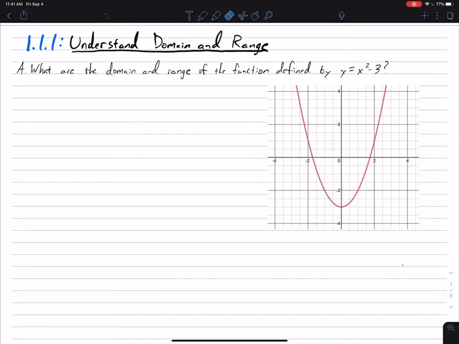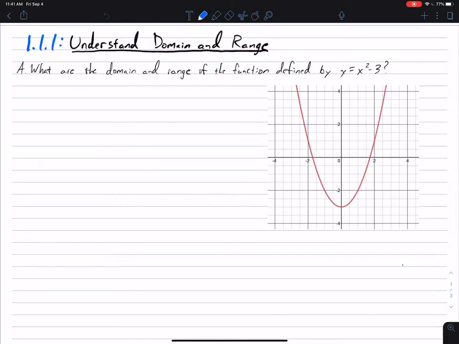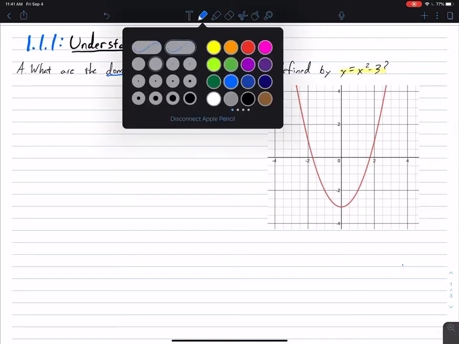So in this video, we're going to look at Chapter 1, Section 1, Example 1, Understand Domain and Range. We're asked in question A, what are the domain and range of the function defined by y equals x squared minus 3? So we're looking for domain and range. We want to note this equation, y equals x squared minus 3.